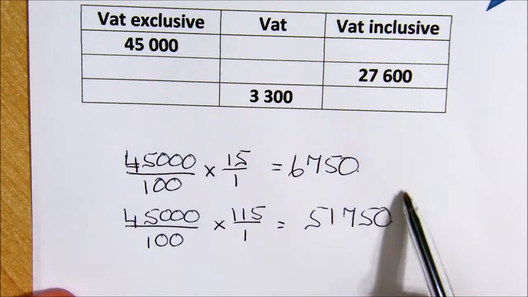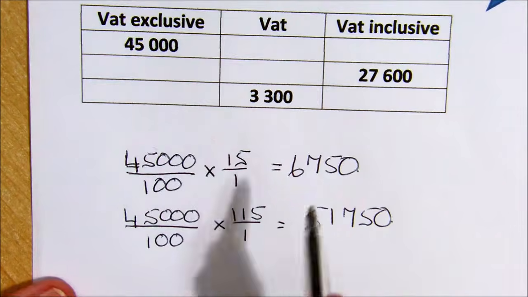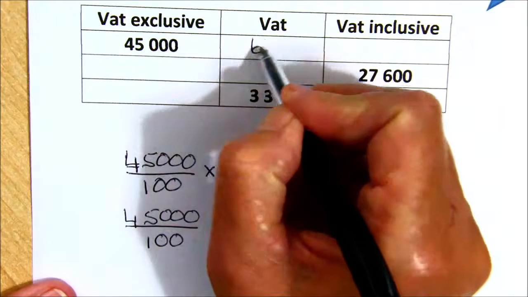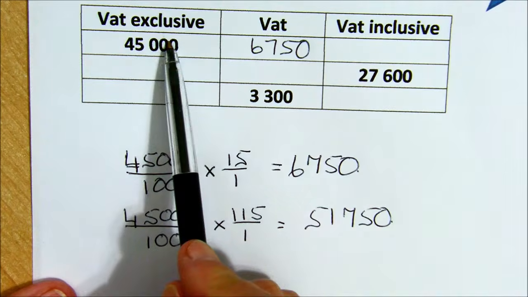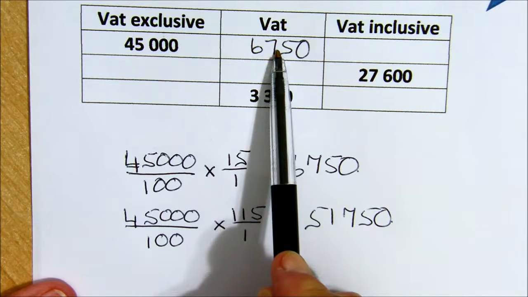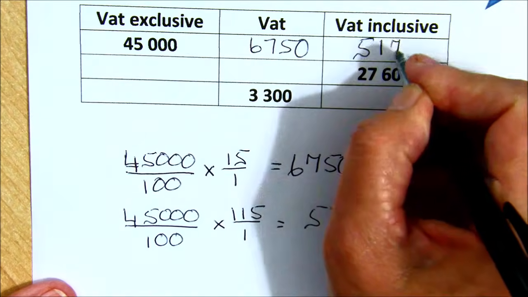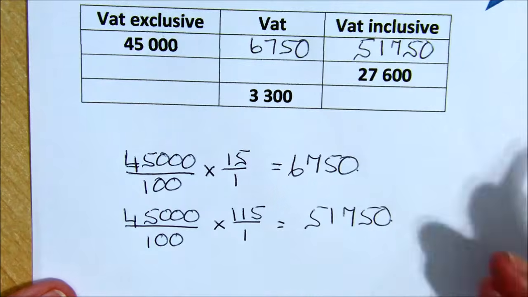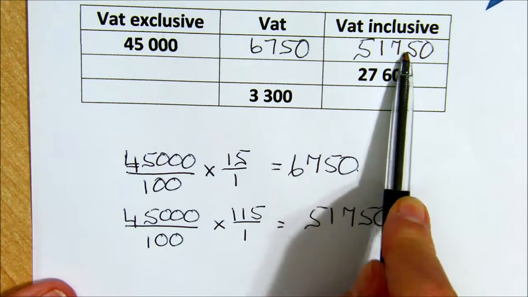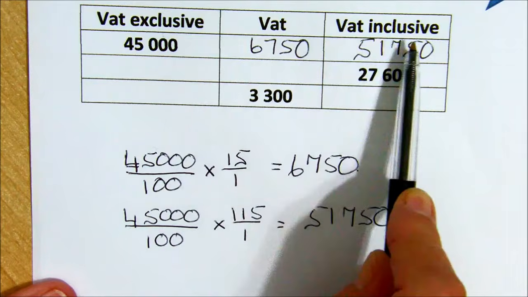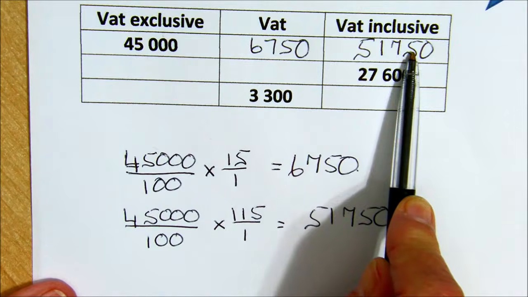Now I've done both calculations here to show you the calculations and how we do it. It wasn't necessary. If you got the VAT first of all, 6750, the VAT inclusive means you take the exclusive amount, you add on the VAT, so you can just take your calculators and add those, and the inclusive comes to 51,750. So the options are there for yourself. Either find the VAT and then add on, or you could have found the inclusive of VAT amount, and the VAT is the difference between the two.